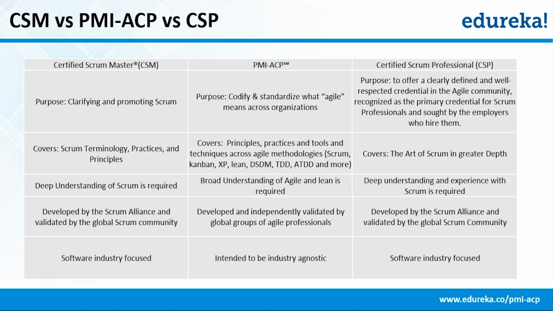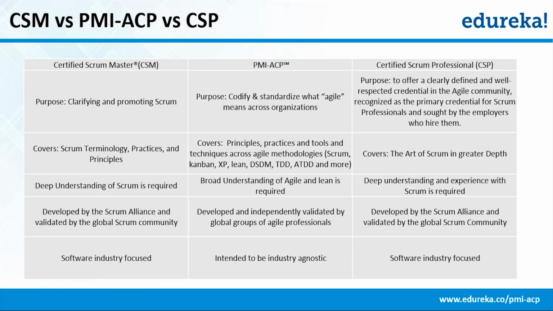And definitely for CSP, Certified Scrum Professional, the purpose is to define a well-defined and respected credential in the Agile community, because this particular certification is given by an organization governed by people who actually started the Agile philosophy, like Kent Beck, Ken Schwaber, Erich Gamma, and these people. So the board is controlled by them, and that has a lot of prestige.